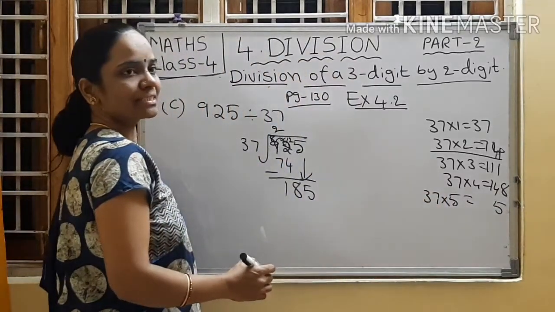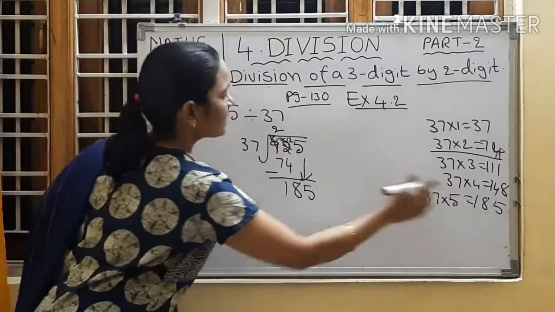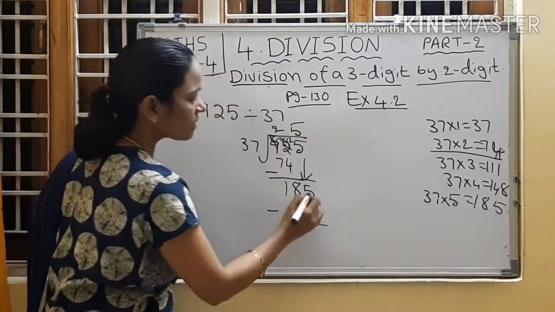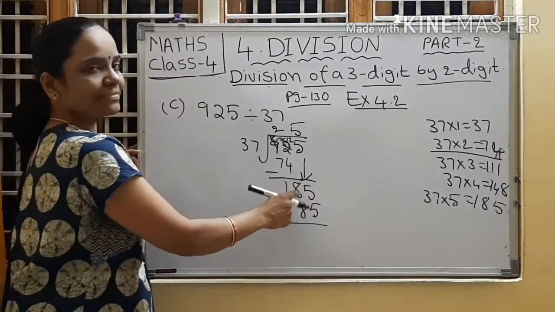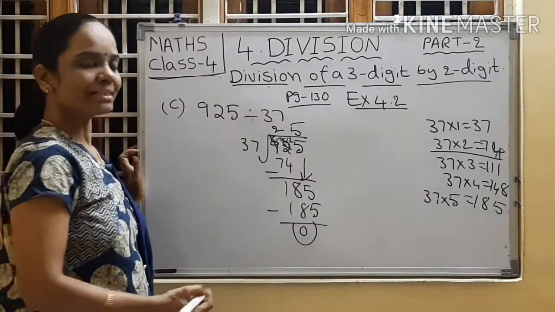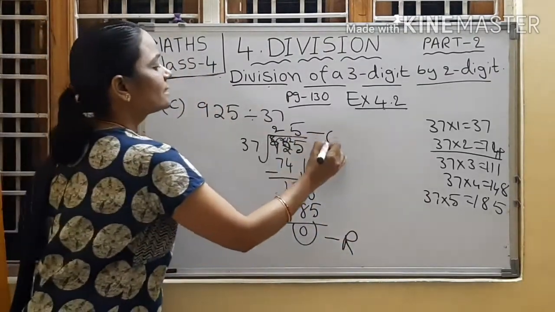5 threes are 15, 16, 17, 18, 185. Yes, 37 fives are 185. Directly we got that number. So 185 minus 185 is 0. So how much is the remainder, children? 0 is the remainder. What is the quotient?